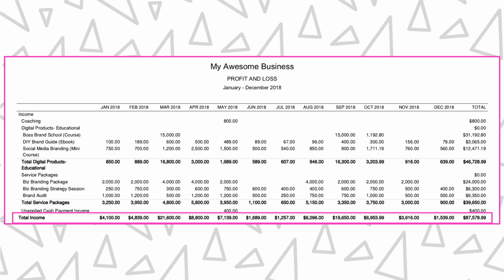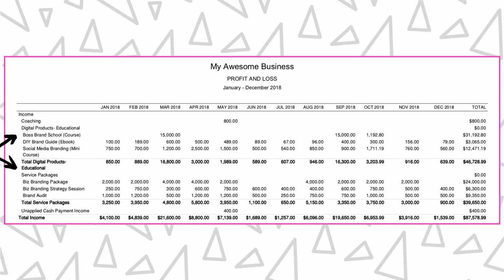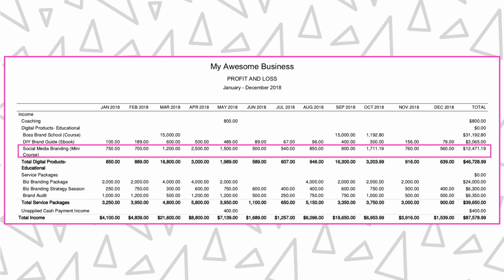So first, we are going to come down here to total income and look for our income highs and income lows. The highs are where your customers are spending money, and the lows are where they are not. And keep in mind, if you took a vacation or some time off during one of these low months, you want to notate that because your income fluctuation isn't actually based on your customer's behavior, but rather your own. Next, you're going to look at your different income streams and notate their individual highs and lows. When we look at the social media branding mini course, we see that March, April, May, and September are great times to sell mini courses, while June, July, and December are not.